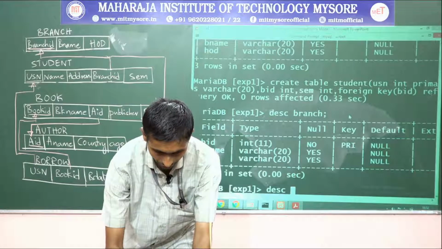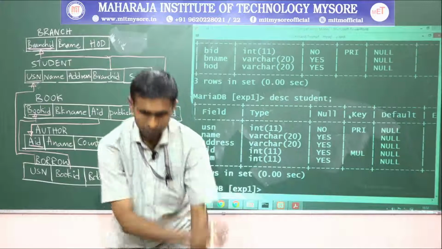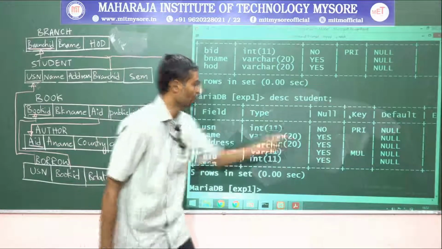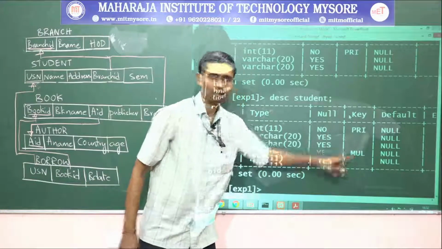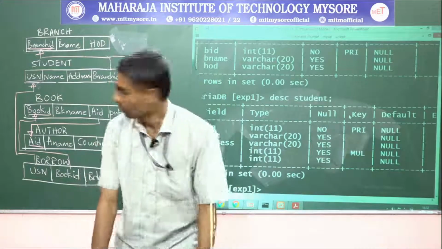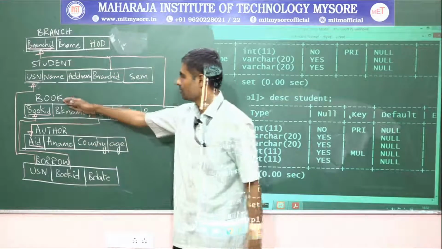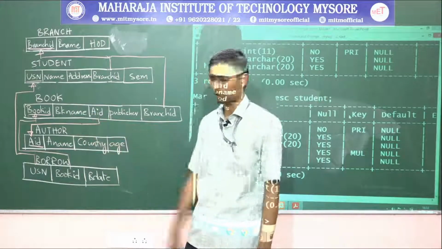Which one? Student we have created, right? Student. Yes. In the student USN primary key, yes, done. And branch ID, BID is a foreign key. So that we got MUL. Fine. Let me go with the next table. What is that, guys? Book table. Whether to create book table first, author table first.